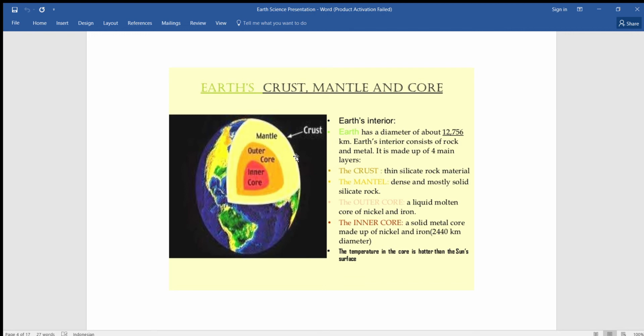Ano ba ang crust made of? Okay, so Earth's crust is made up of several elements. Meron tayo dyang oxygen, 46.6% by volume or weight. Silicon is 27.7%, aluminum is 8.1%, iron is 5% by weight, calcium is 3.6% by weight, sodium is 2.8%, potassium is 2.6%, and magnesium is 2.1%. That comprises the Earth's crust composition.